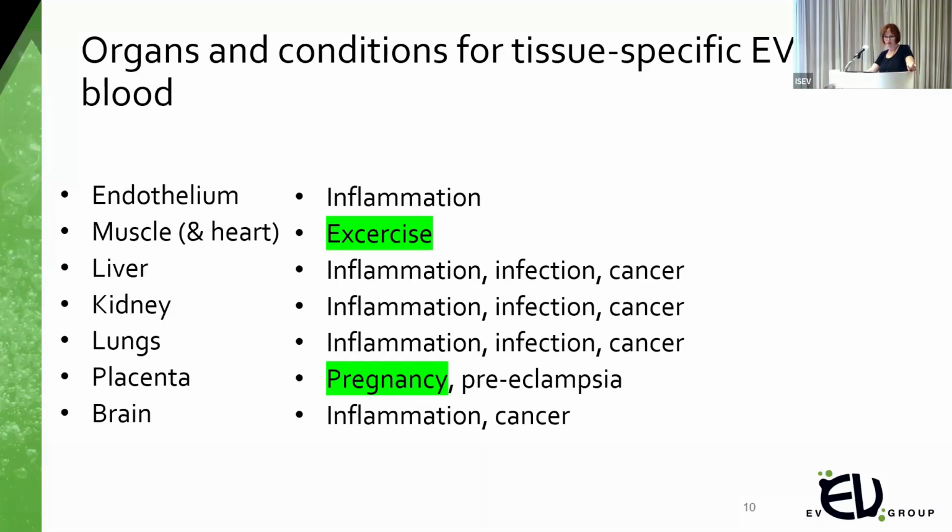And let's take the pregnancy first. So the placental EVs are thought to contribute to the tolerance to the fetus, to promote the maternal tolerance towards the fetus. Sorry, I said it the wrong way around. And exercise EVs are very interesting.